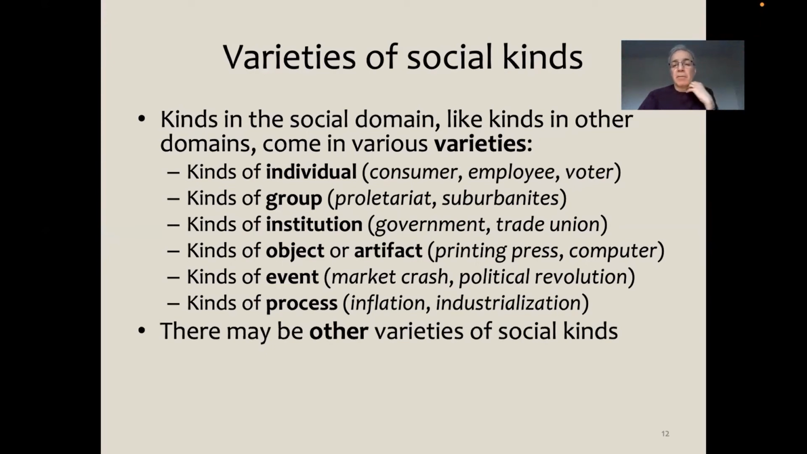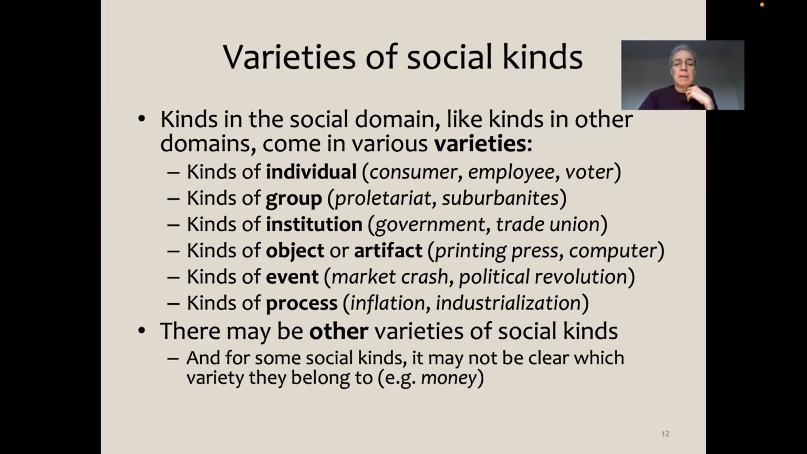And there may be other varieties of social kinds. This is not meant to be an exhaustive list of the various ontological categories into which kinds can be divided. But I think it accounts for a fairly wide range of social kinds. And for some social kinds, it might not be clear which variety they belong to. So money is often thought of as a kind of institution, but it might also be thought of as a kind of object or artifact, although that might not apply very well to electronic money or cryptocurrencies or something like that.